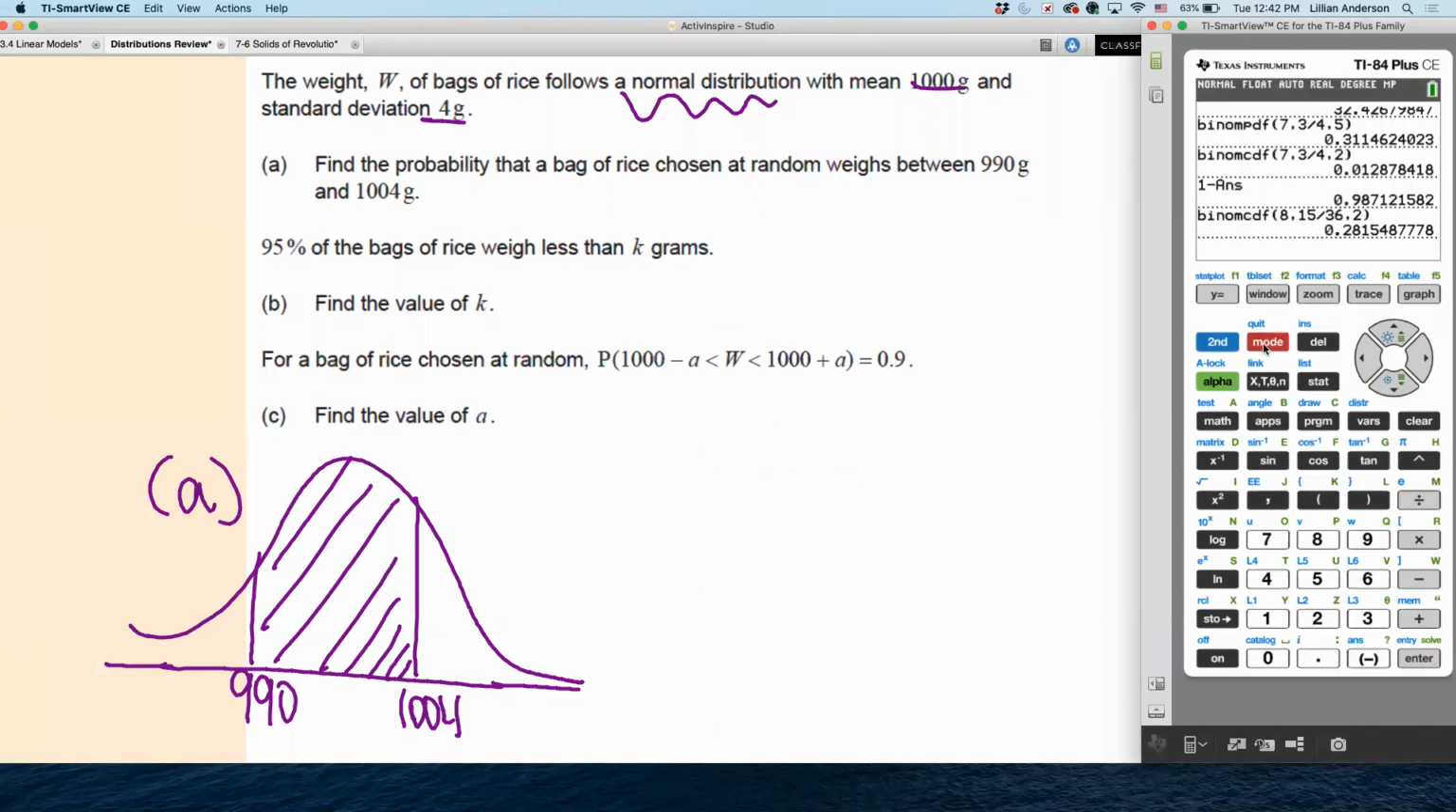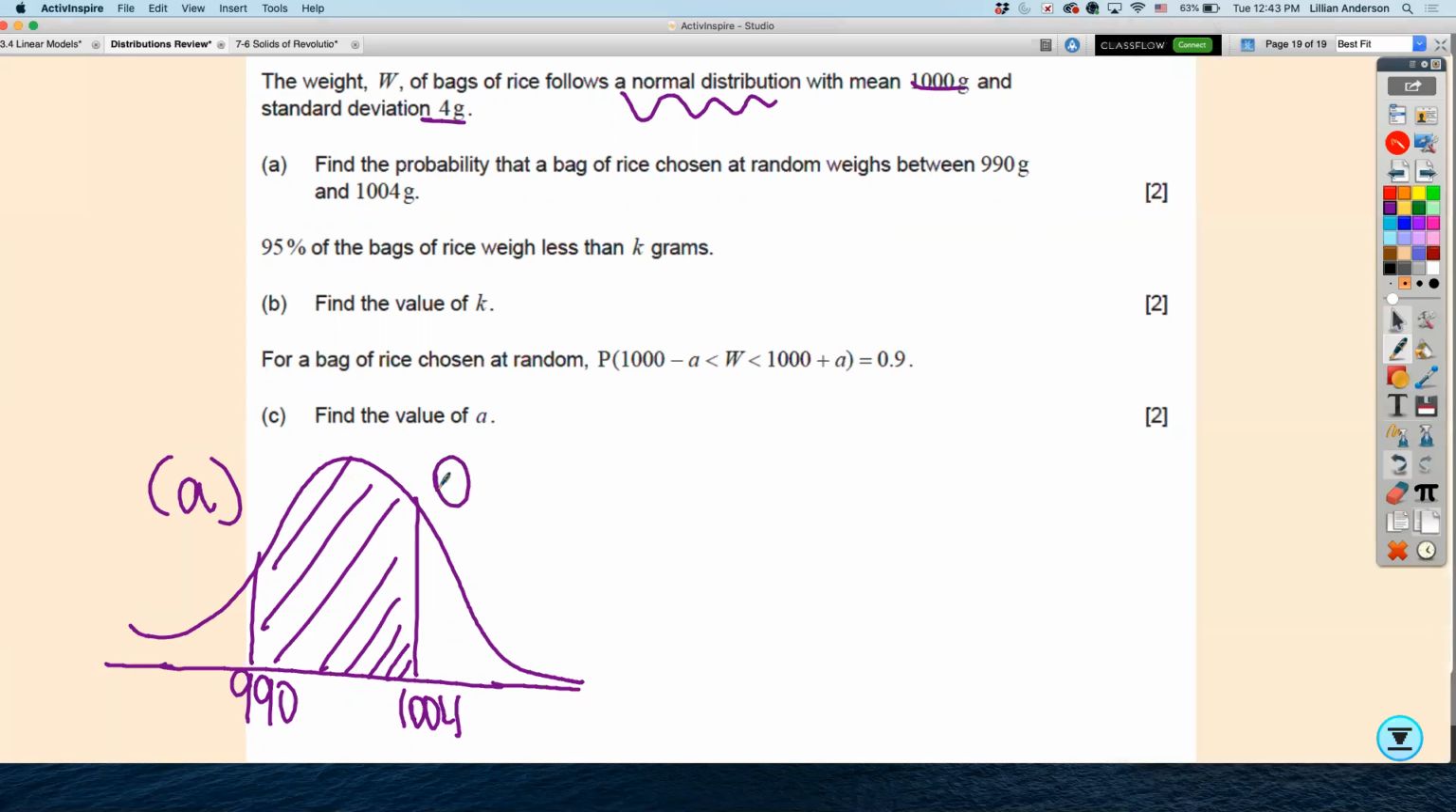Exactly. So let me quit out of this. Second bars, normal CDF. My lower bound would be? 990. My upper bound would be? 1,004. My mean? 1,000. And my standard deviation? 4. I paste that. And that is my probability. Round it to 3 significant figures. 0.8. Okay. And my hope is that you guys are doing this so you know that you're capable of achieving these numbers.